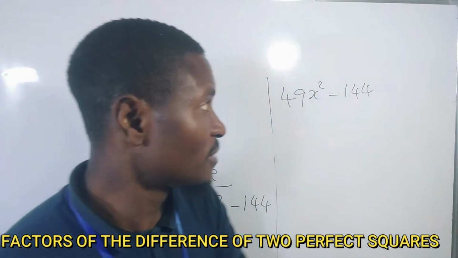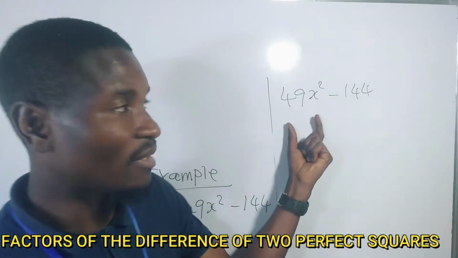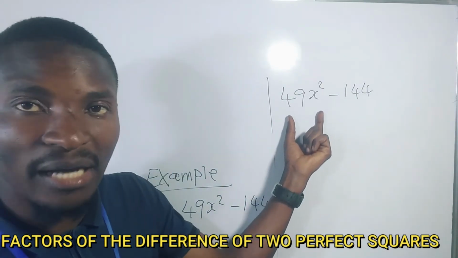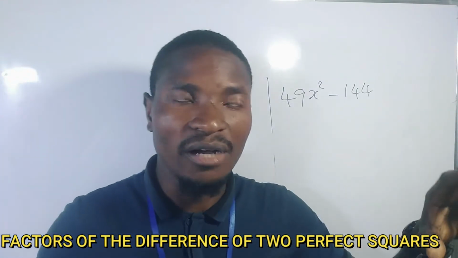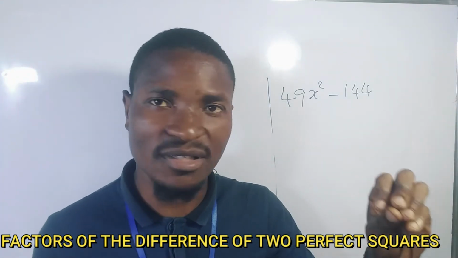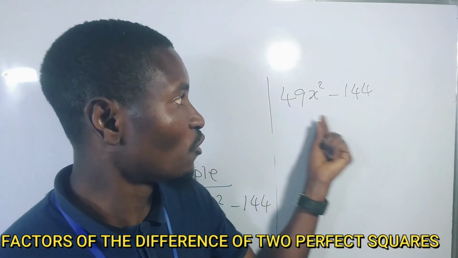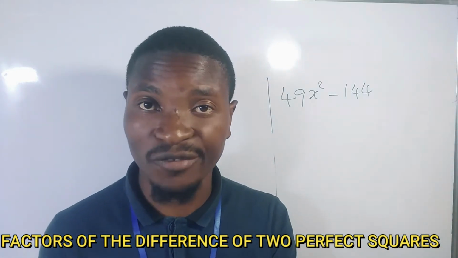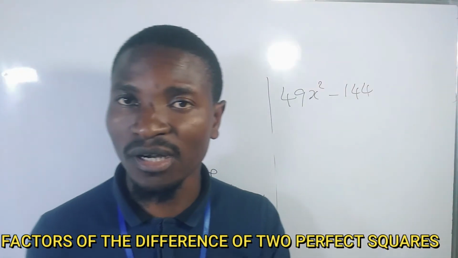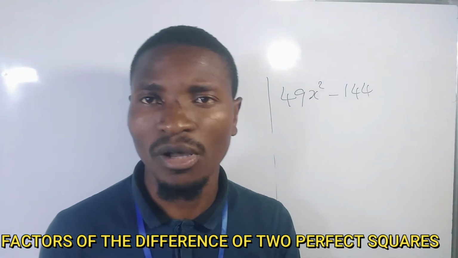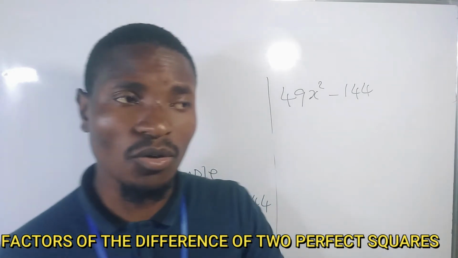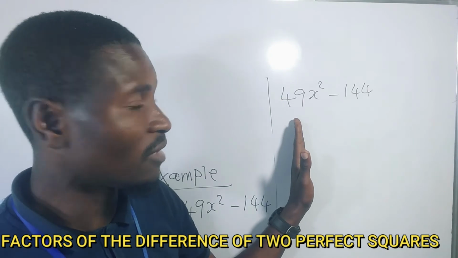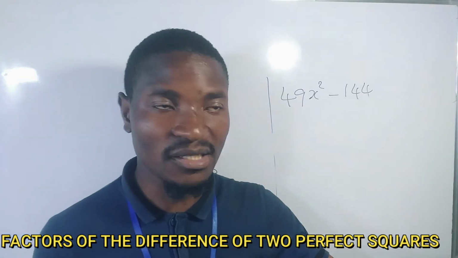So what that means is that the terms, it's more like a binomial. The terms, this part and the other part, should have something that we can look up. For example, what is the square root of 49? The square root of 49 gives you 7. And then what is the square root of 144? It is 12. So if you square 12, you get back 144, and if you square 7, you get 49.